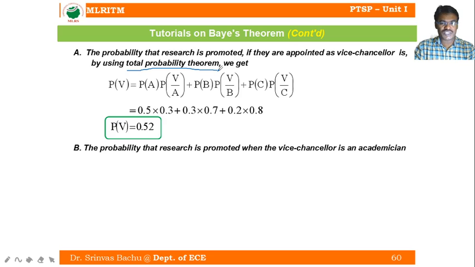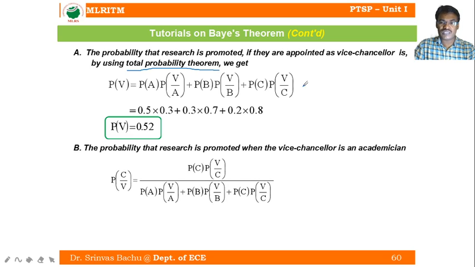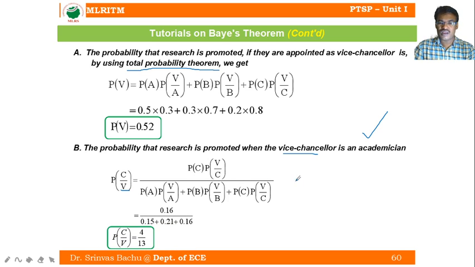Now the probability that research is promoted when the vice chancellor is an academician. The vice chancellor is an academician. Probability that research is promoted when the vice chancellor is an academician; this is given, it has occurred. The probability of this C, academician, by V. So by using Bayes theorem, I am writing here the Bayes theorem formula. Apply this. The denominator is the total probability, P of V. Already we got it, no need to find out, that is 0.52. Once again, if you want to find out, you can.